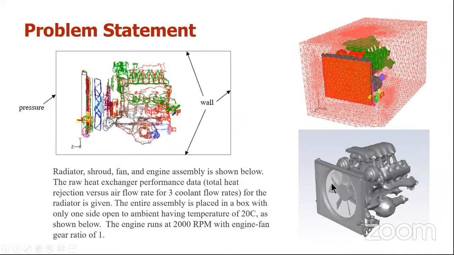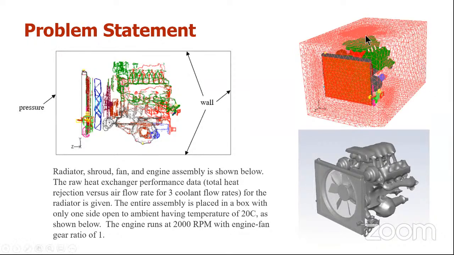What you can see here is the radiator, the shroud, the fan, and the engine assembly. And what we have available to us is the heat exchanger performance data through the radiator. So we have flow rates for air, which is passing through the radiator, and then the coolant as well. And then we also have the air side restriction, which will help us set this radiator up in a more simplified form instead of actually modeling it, right?